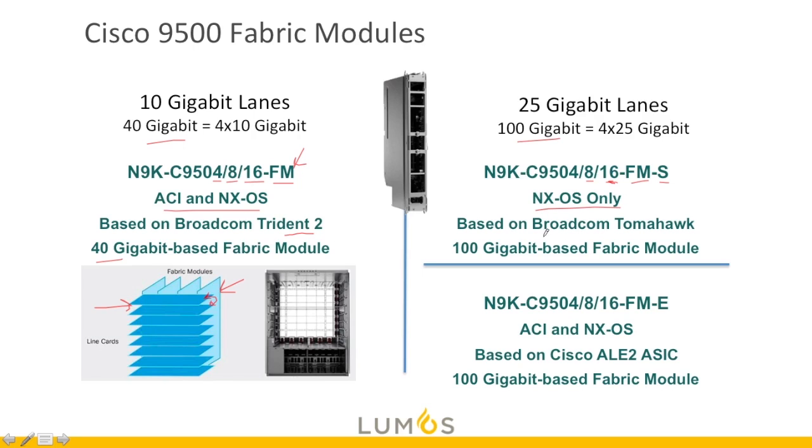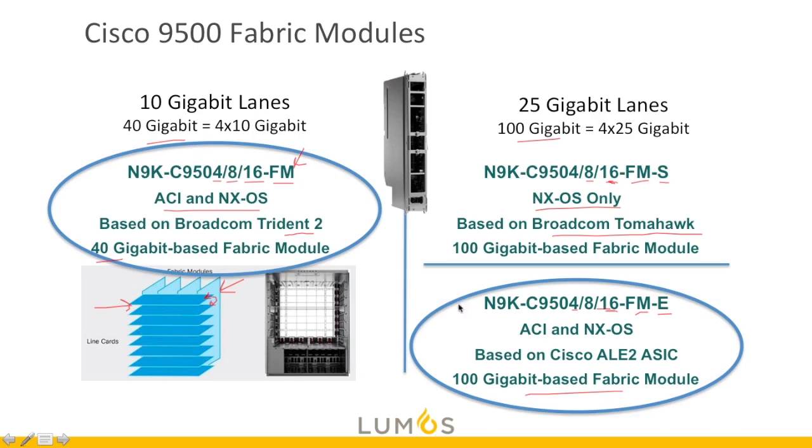It is based on the Broadcom Tomahawk chip, so that's often referred to as the NFE2, network forward engine number 2. It's a 100 gigabit based fabric module, and again, only runs in NXOS mode. The 9504, 08, and 16, again, I don't think the 16 has been released yet. FM-E fabric module. This can run in ACI or NXOS mode. It's based on a Cisco ALE2 ASIC, so it's not based on anything from Broadcom. And it is also a 100 gigabit based fabric module.